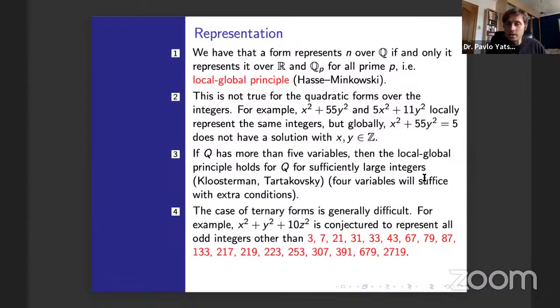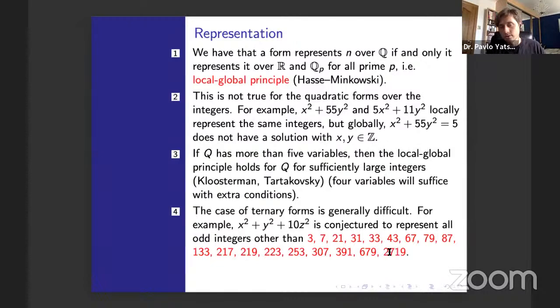So Ramanujan noticed that this form represents every odd integer except for the first few. I can't count that fast, but nevertheless, it doesn't represent 3, 7, 21, and so on up to 679. And he conjectured that it represents all other odd integers.